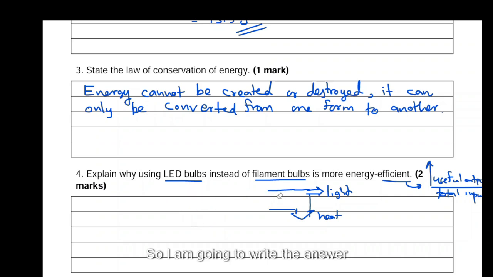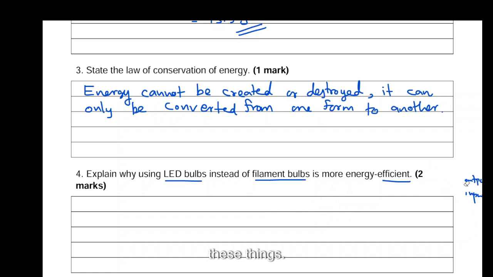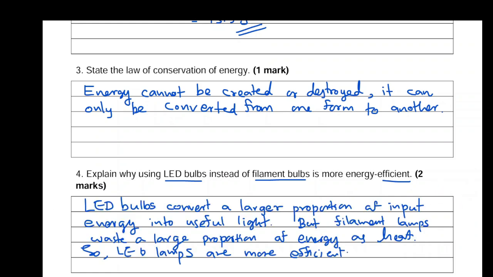So I'm going to write the answer including these things. Let's see what we need to write to get 2 marks. So we can write: LED bulbs convert a larger proportion of input energy into useful light. But filament lamps, on the other hand, waste a large proportion of energy as heat. Therefore, LED lamps are more energy efficient.